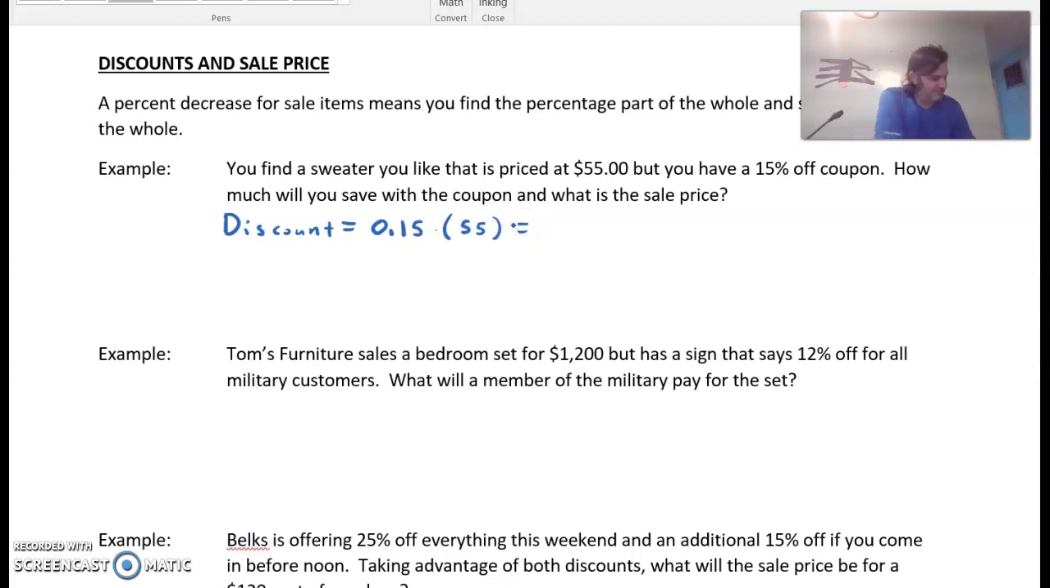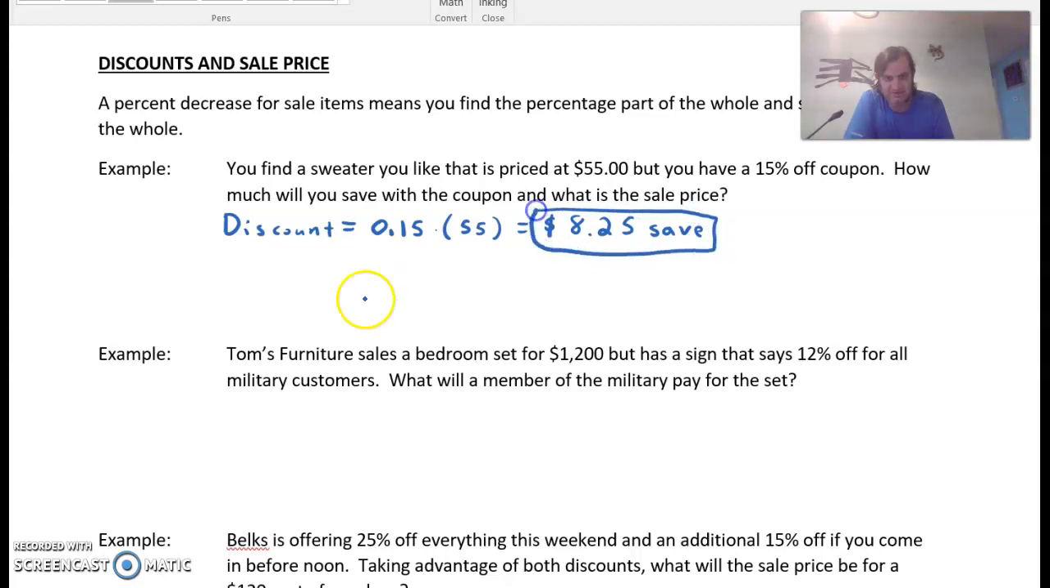So let's see here. 55 times 0.15. We're going to save $8.25. So that is the discount amount, or the amount the coupon is going to take off.